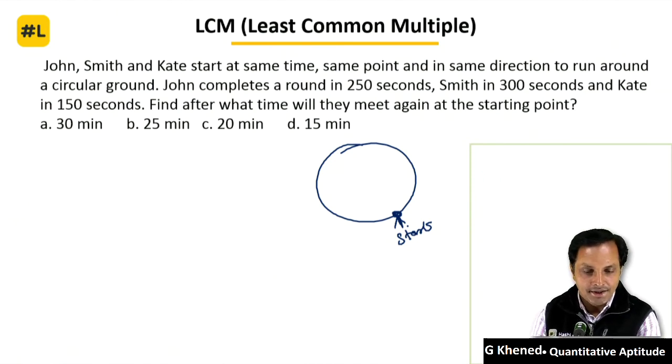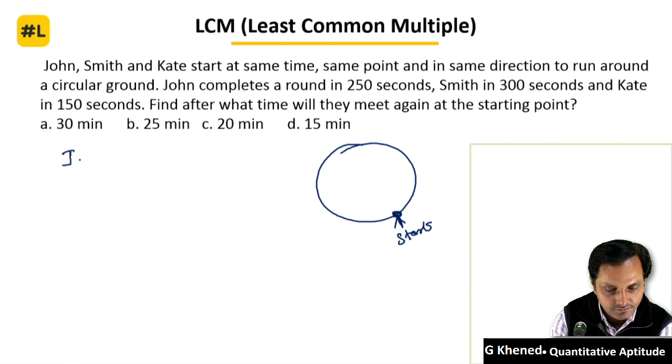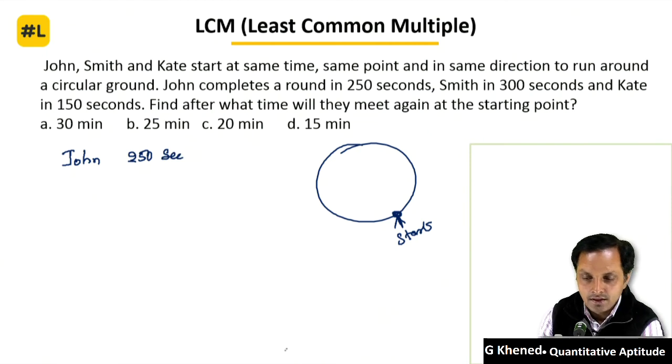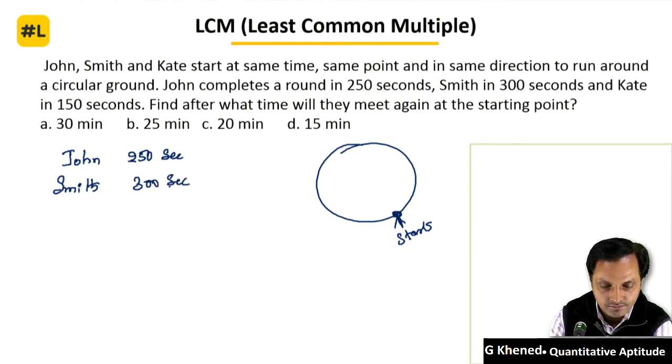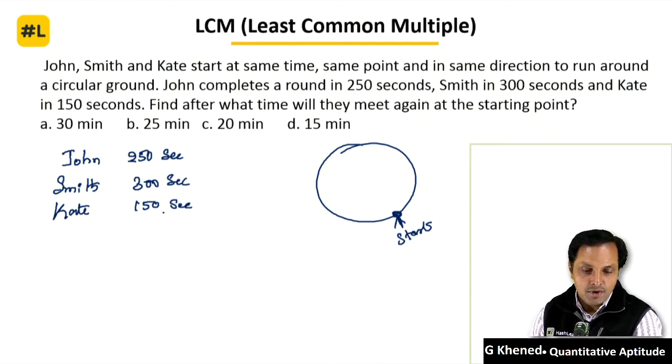So John takes 250 seconds, Smith 300 seconds and Kate 150 seconds. Find after what time will they meet again at the starting point.